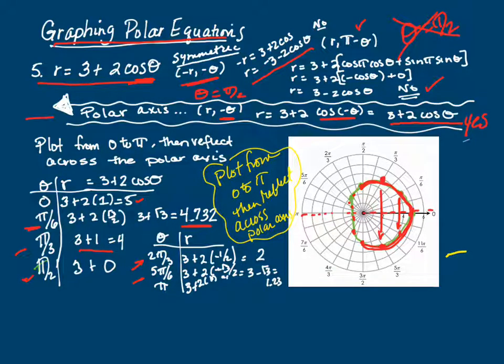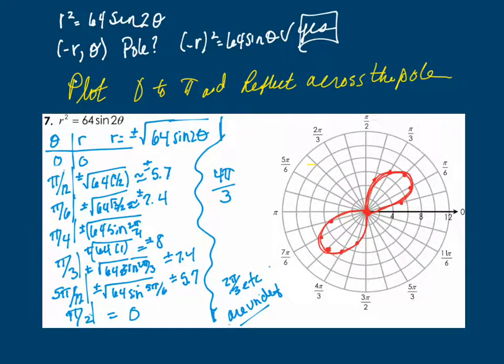And then I put in pi. If you put in pi, let's see, I'll do it down here because I can't see where I did it. r equals 3 plus 2 times negative 1, so you get 1. So we have a 1 there. It kind of comes down and goes like that. It's not really straight, but it sort of is on this side. So that's what our graph looks like. Okay, so that was the first graph. Let's go to the next one. Number 6.